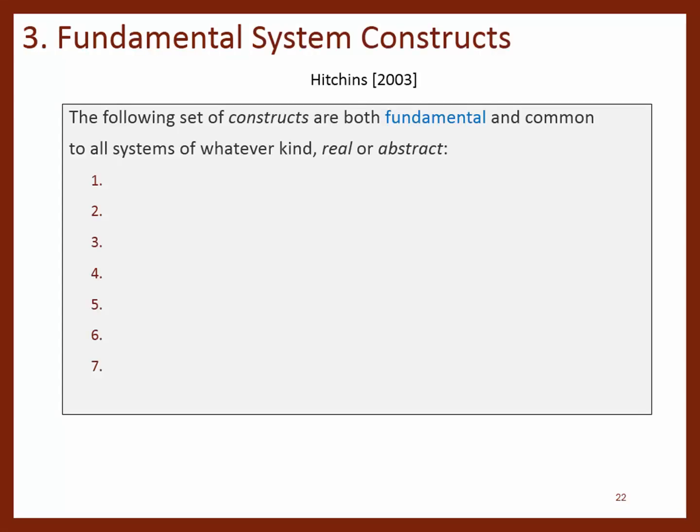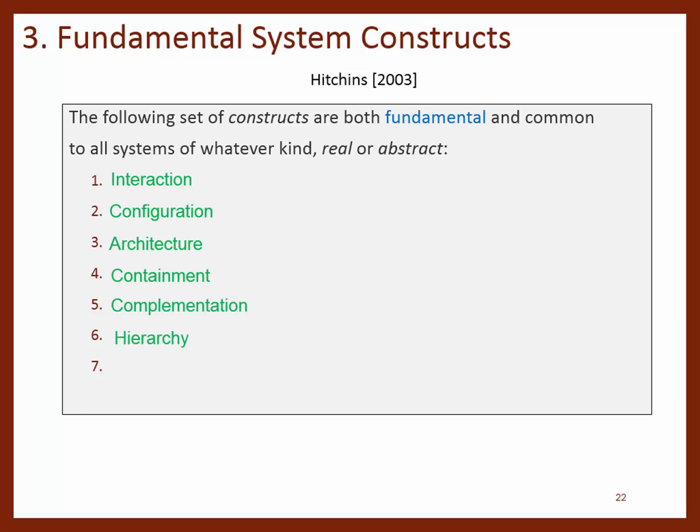So the following set of constructs are fundamental and common to all systems of whatever kind, real or abstract. There's going to be some interaction. There's going to be some configuration. There's going to be some architecture, containment, complementation. There's going to be some hierarchy, and there's a construct that is called emergence.